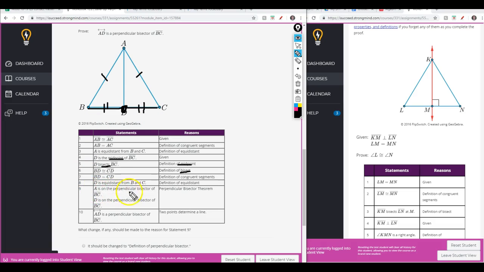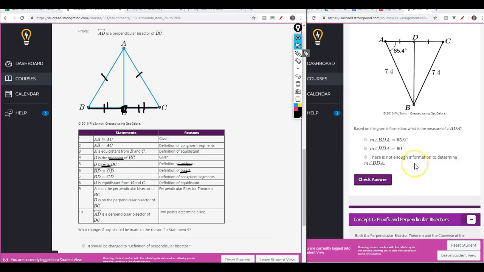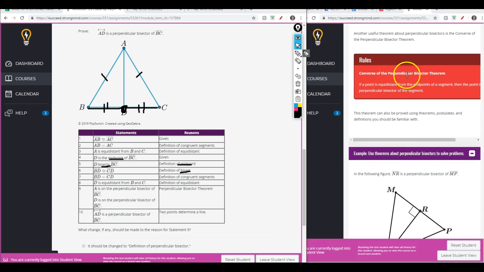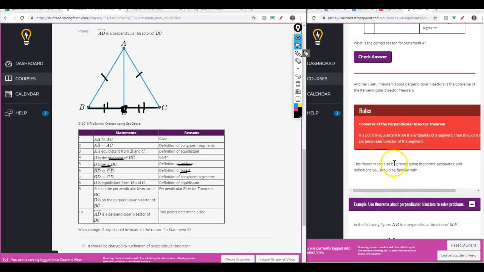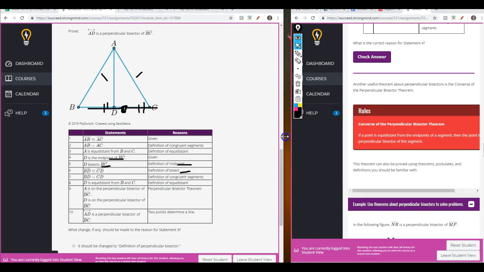So then it says A is on the perpendicular bisector of segment BC and D is on the perpendicular bisector of segment BC. Perpendicular bisector theorem. Let's just pull that up. And so I'm scanning for a red. Here's one red box. I'm just going to read it to see if that's what we need. I know it says the converse right now.